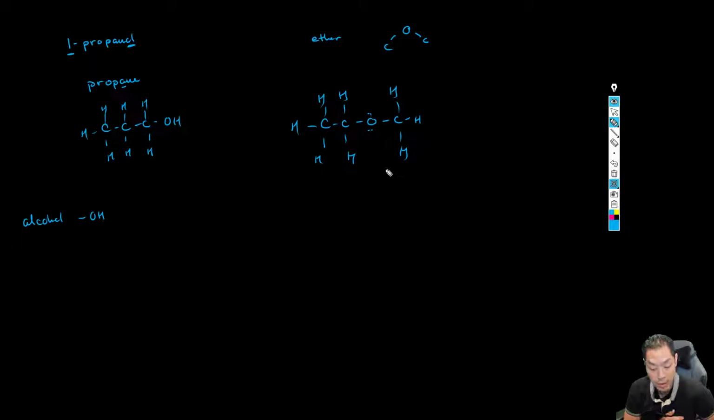So these are not 3-dimensional. I just want to make sure I have the right number of each one. 1, 2, 3, 4, 5, 6, 7, 8. 1, 2, 3, 4, 5, 6, 7, 8. So I have the same number of H's, same number of C's, and 1 O. So these are isomers of each other. They have the same chemical formula, but they have different structural formulas or structures.